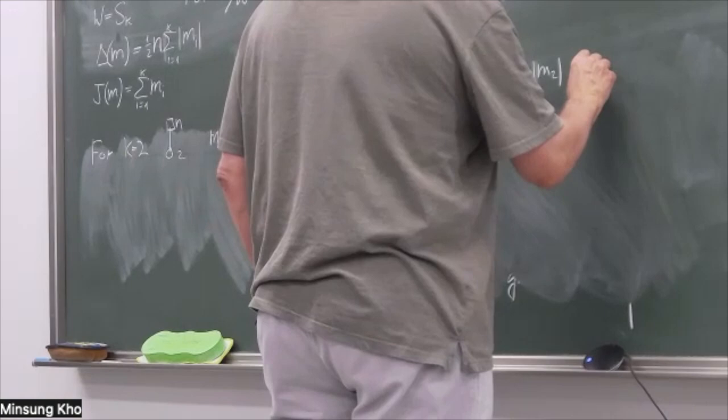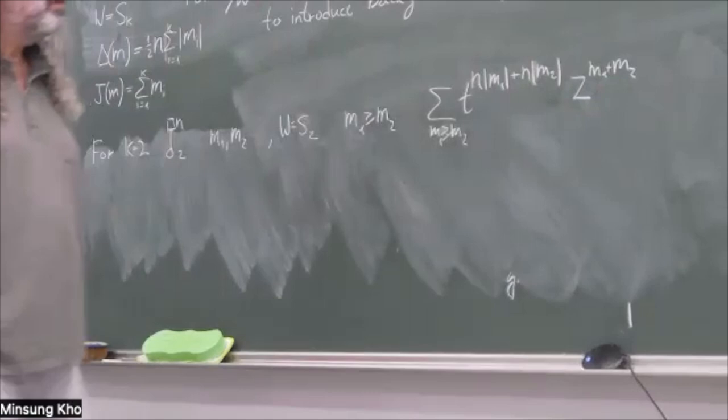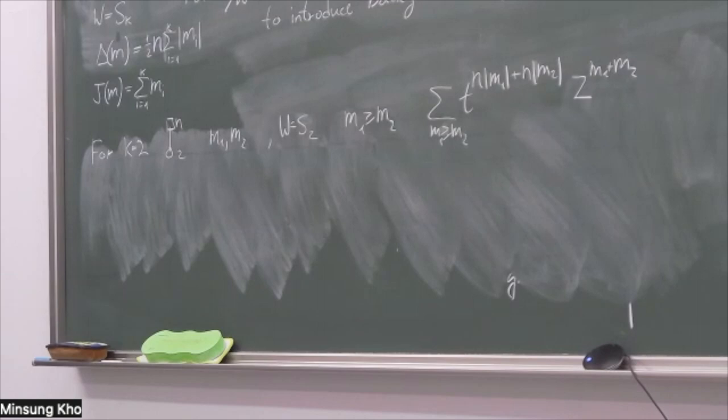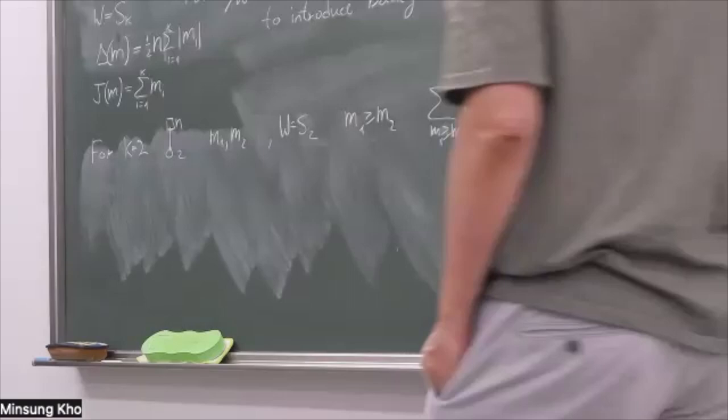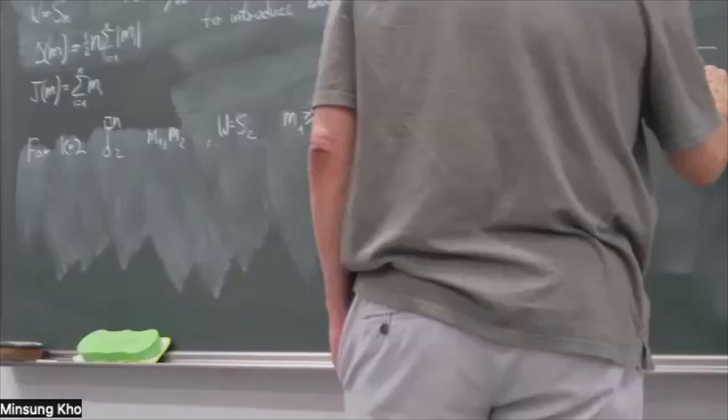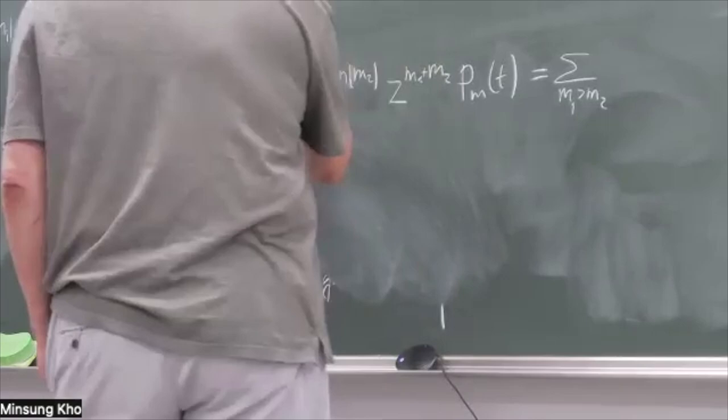Then I'll have the factor Z to the power M1 plus M2. Now, no absolute value. This is the U1 charge. And I need to give the expression for the dressing factor, so I have to divide the sum into two parts. So I'll just write it P_m of t, which is equal to the case where it is strictly bigger, M1 strictly bigger than M2. And I'll have the whole expression. This thing goes through.